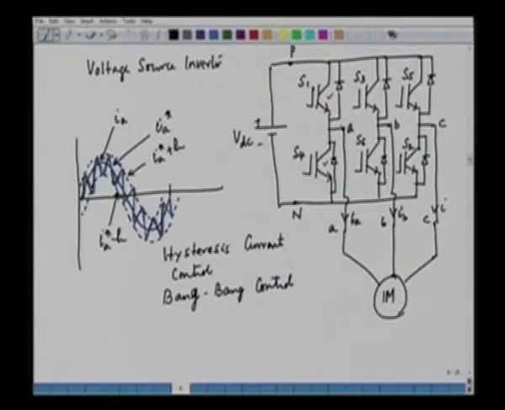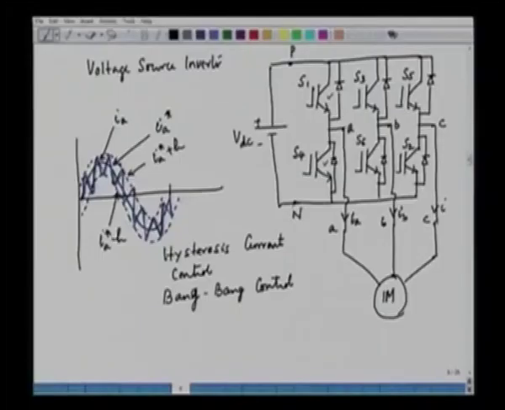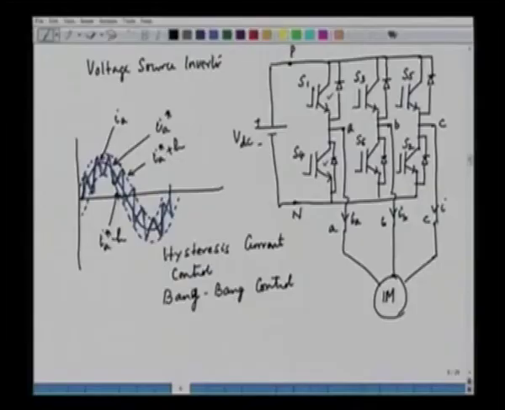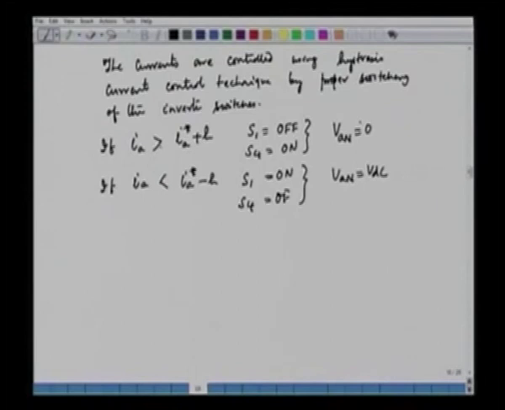So we are concentrating on phase A. Now if you concentrate on phase A, we can define VAN, VA capital N. Now if the current is hitting the upper band, it means it is increasing. So we have to bring it down. Now we have to bring it down by switching the lower switch. The lower switch is S4. So in this case, if it is hitting the upper band greater or equal to this, we can switch off the upper switch and switch on the lower switch. It means we can make VAN equal to 0.